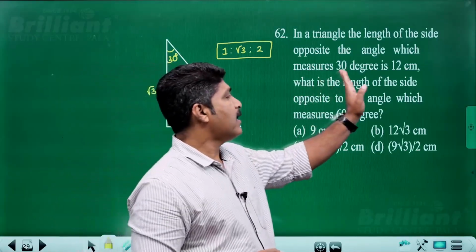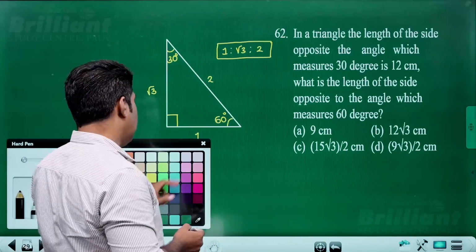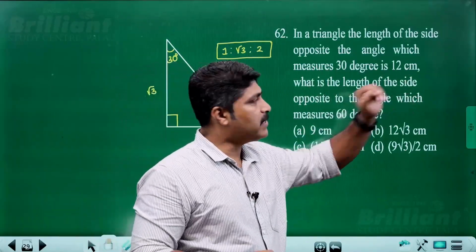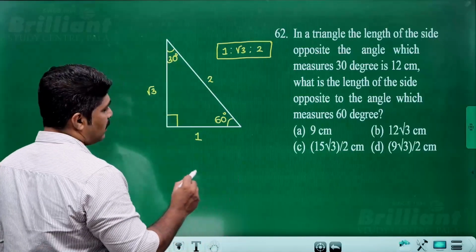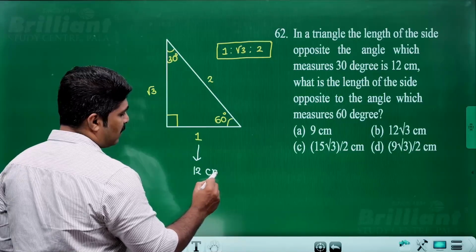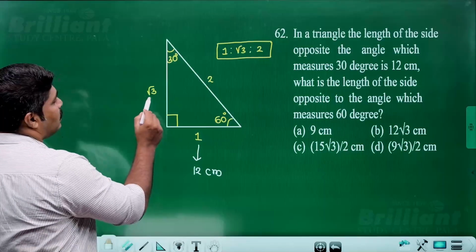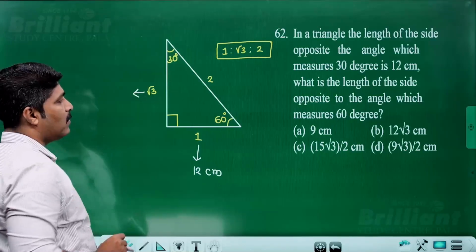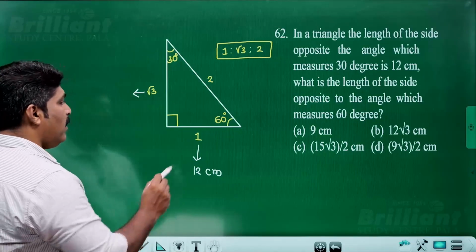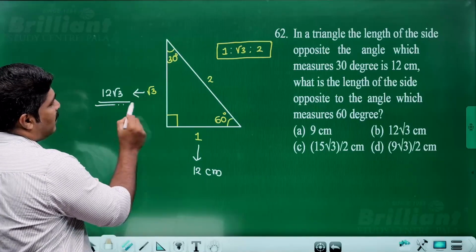Anyway, we can connect it with the original quantity. It is given that the side opposite to 30 degree is 12 centimeter. If it is actually 12 centimeter, what does this √3 represent? If it is 12 centimeter, this is 12 √3 centimeter.